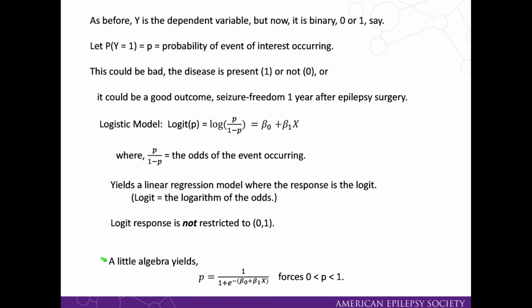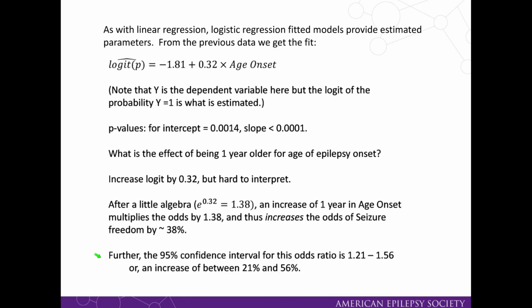And as you can see, a little bit of algebra, very little, shows that the probability of y equaling 1 is equal to this value, which again forces P to lie between 0 and 1. It's P that has to lie between 0 and 1, not the logit anymore. So let's take a look and see what happens. As with linear regression, logistic regression fitted models provide estimated parameters. From the data before with the SysCom data, we get an estimated logit, and we just did a linear regression there. A little bit more involved than that, but basically we got our 2 parameters.